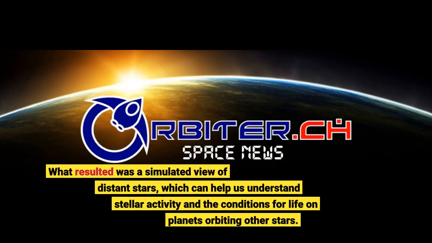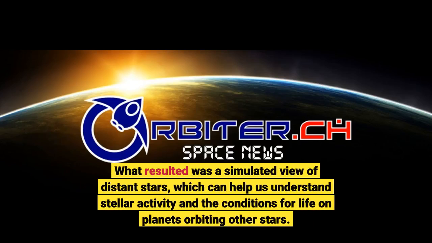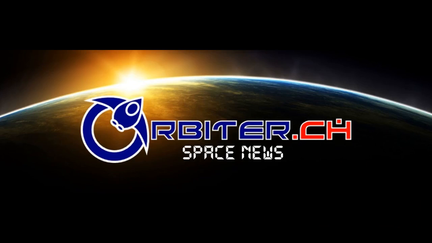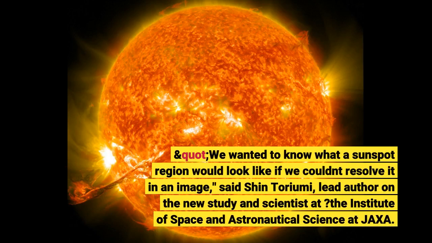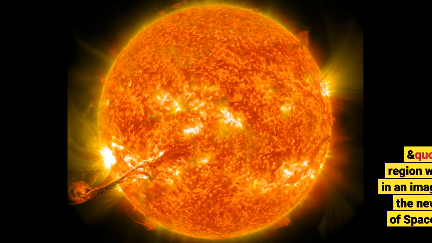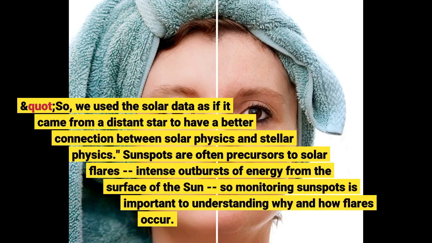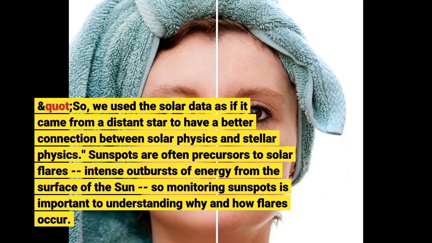What resulted was a simulated view of distant stars, which can help us understand stellar activity and the conditions for life on planets orbiting other stars. "We wanted to know what a sunspot region would look like if we couldn't resolve it in an image," said Shin Toriumi, lead author on the new study and scientist at the Institute of Space and Astronautical Science at JAXA. "So, we use the solar data as if it came from a distant star to have a better connection between solar physics and stellar physics."